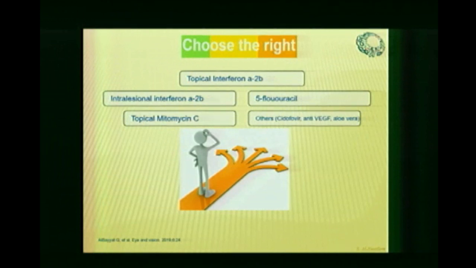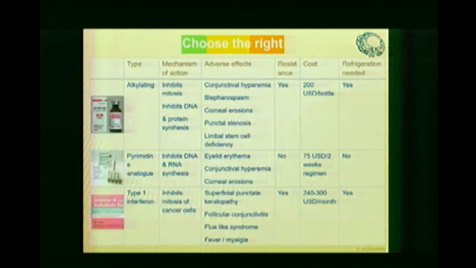So what are the chemotherapies that we have? So far, we can use interferon, mitomycin, 5-FU. Other medications were used in case reports: cidofovir, anti-VEGF, and aloe vera, and their efficacy is still under question. The interferon, whether topical or intralesional, is a big controversy. And what are the mechanisms of action of each of these chemotherapies? Very important, and the cost. This will guide you in deciding which medication you're going to use for your patient.